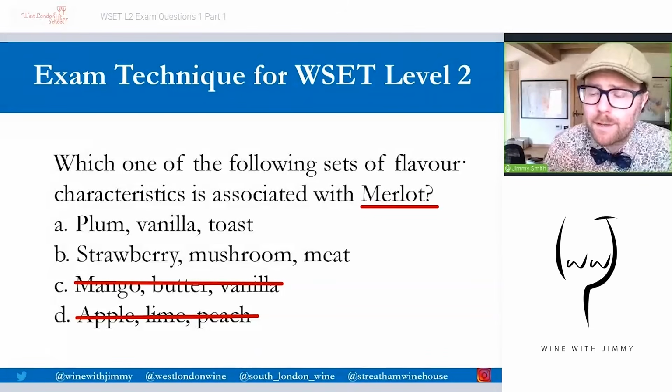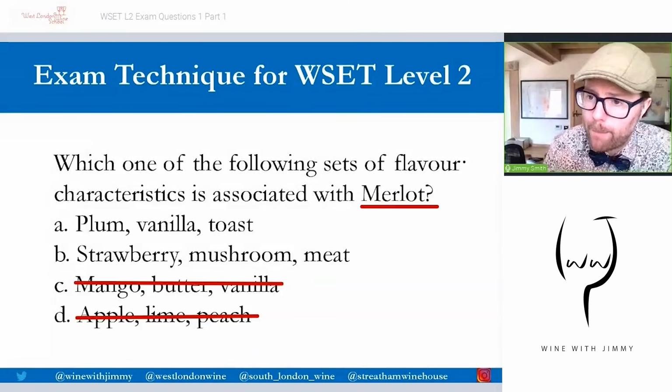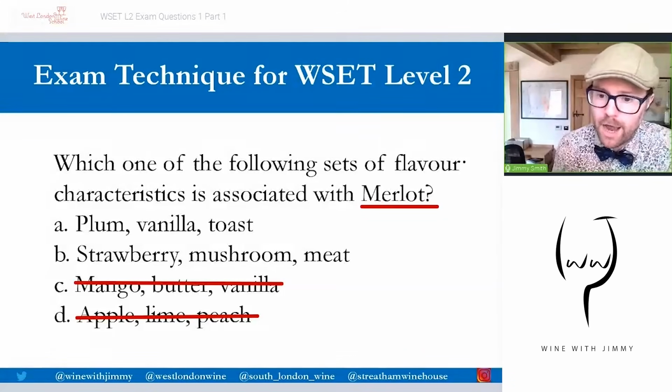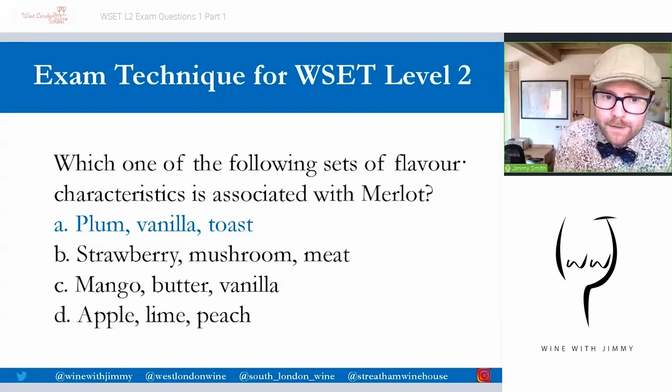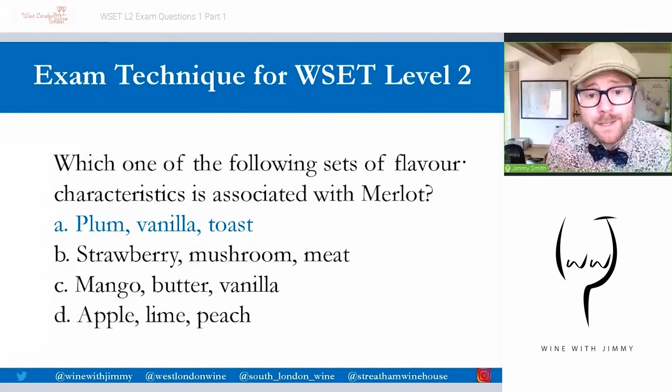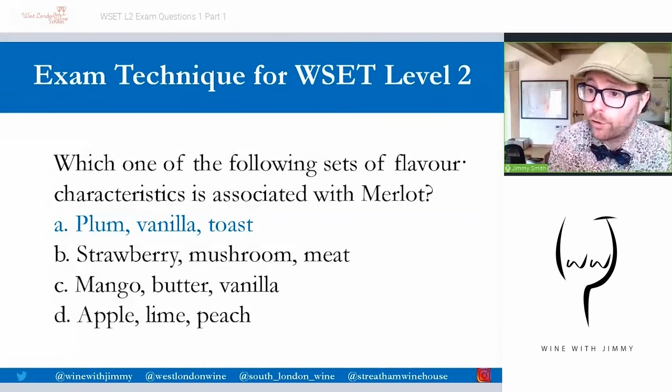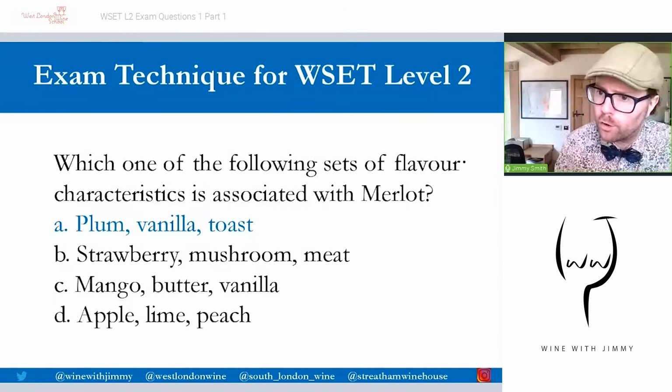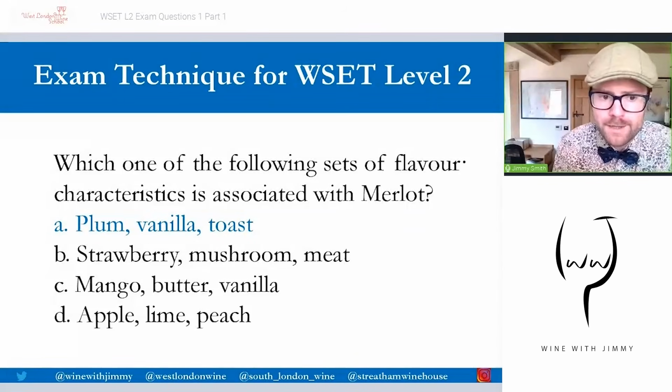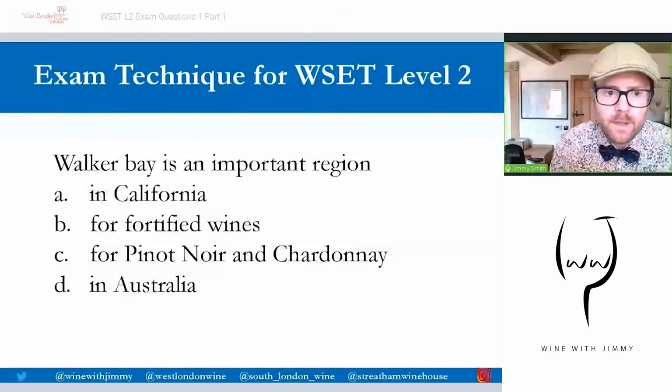Now, Merlot typically is quite a ripe style, so you'll normally find it having quite nice, rich characteristics. So here you'll see that the answer at the top is plumminess, vanilla, because often oak is used within Merlot, and toast characteristics too, due to that oak interaction with Merlot, certainly with New World Merlot anyhow. Okay, so that's answer A.